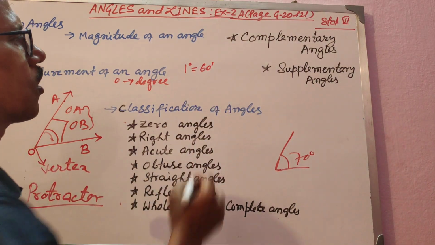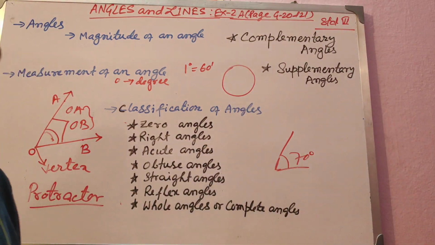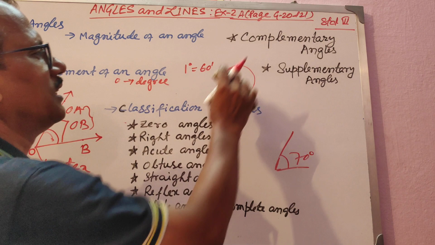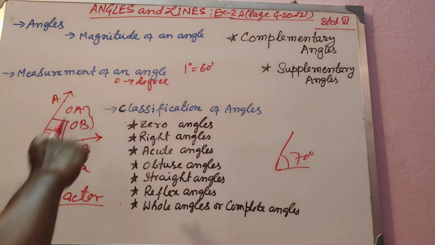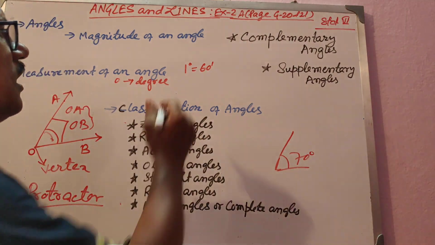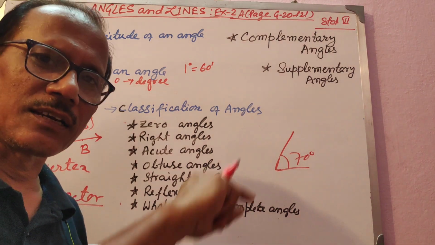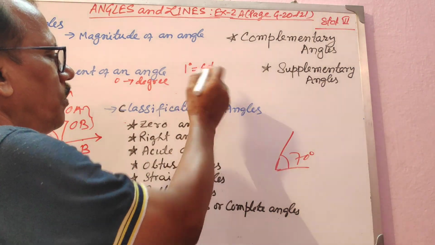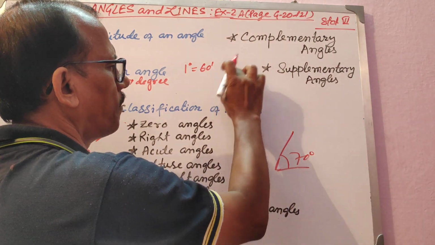See, if you see a clock, a complete rotation will be how much? Complete rotation will be 360 degrees. Could you understand? The clock's complete rotation, so the complete angle, will be 360 degrees. So 1 degree will be 60 minutes. See, this is 360 degrees, that is this complete rotation.